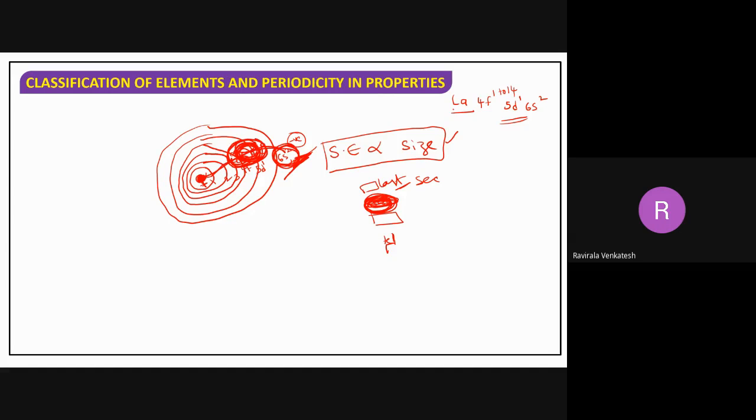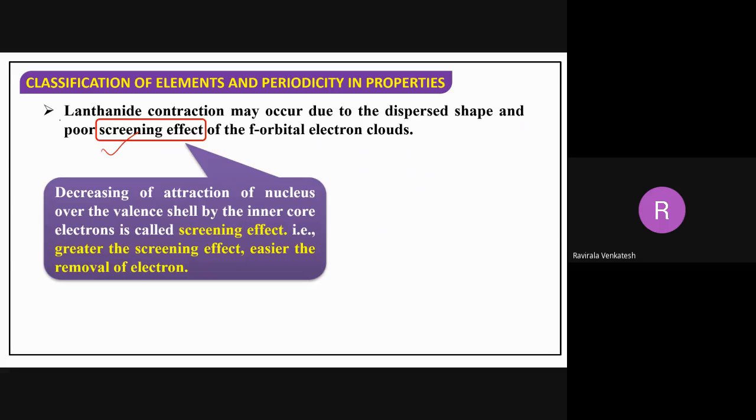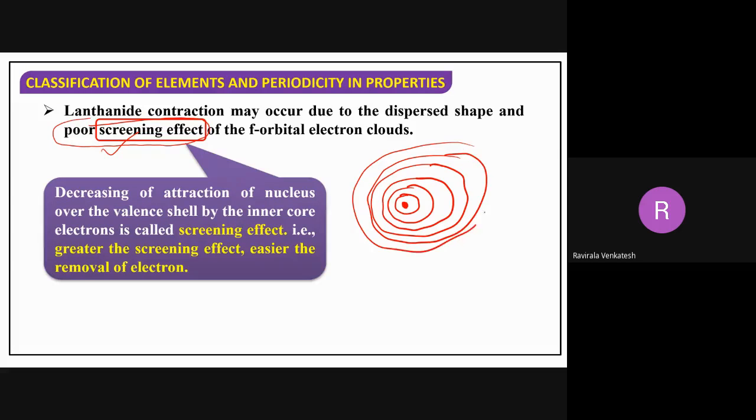Here, what I am saying is that there is poor shielding effect. What does poor shielding effect mean? Again I am drawing this diagram: first orbit, second, third, fourth, fifth, sixth and seventh orbit. Now the 6s2 electrons are here, this is 5d1, and this is 4f1 to 14. Now these 4f electrons.